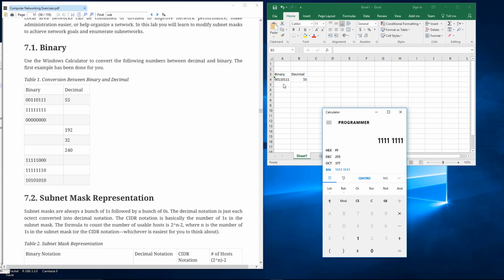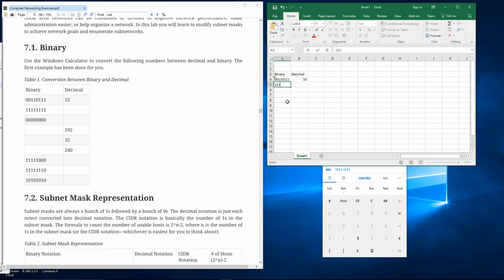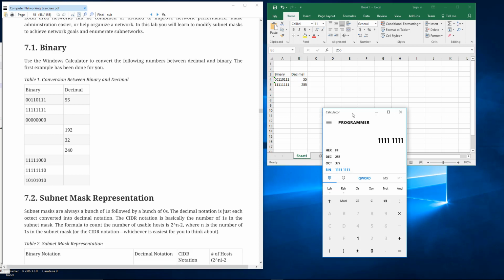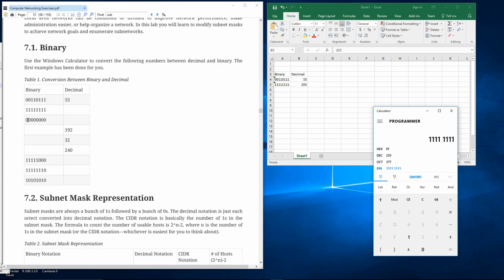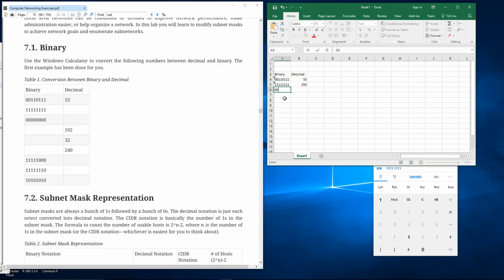So if we have all ones, our binary is 11111111. The decimal representation is 255. So that's an important one to pay attention to. This is one you should have memorized. 8 ones equals 255. You'll use that one quite a bit when creating subnets. Okay, how about binary, all zeros? Well, that's an easy one. Can you take a guess what the decimal is?